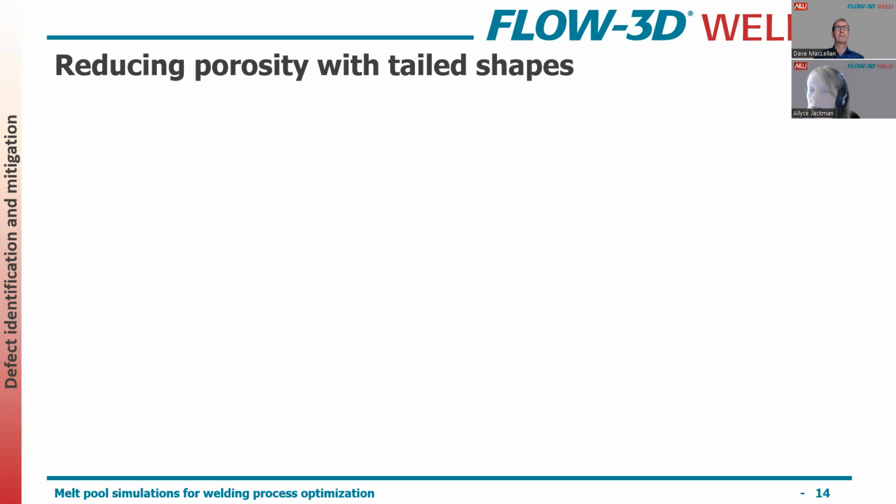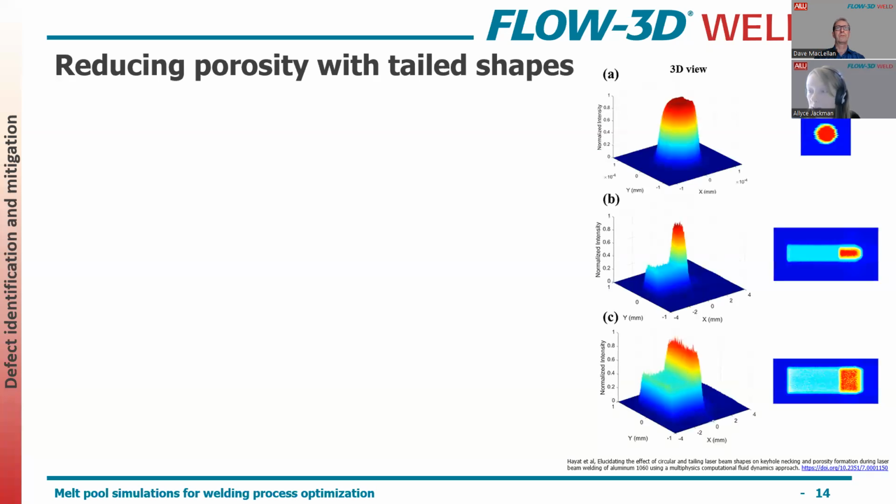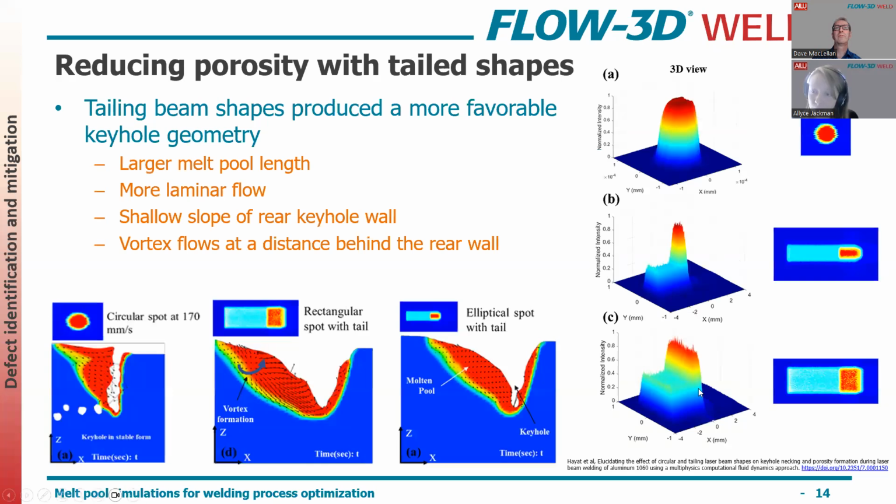So looking at reducing the porosity with the tailed shapes. This is an example of the heat fluxes that they used in the simulation. So this is your Gaussian shape, your kind of classic bell curve, and then they used two beam shapes. So this one is an elliptical shape, and then you have this tail formation at the end, and this one is a rectangular shape, again with a tail formation, so a wider distribution.